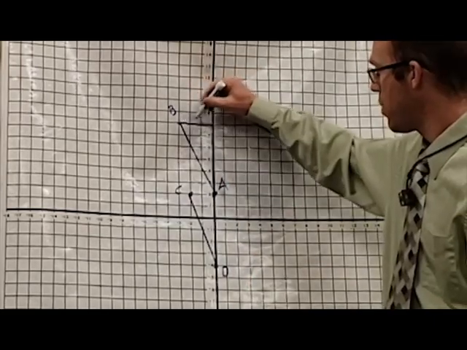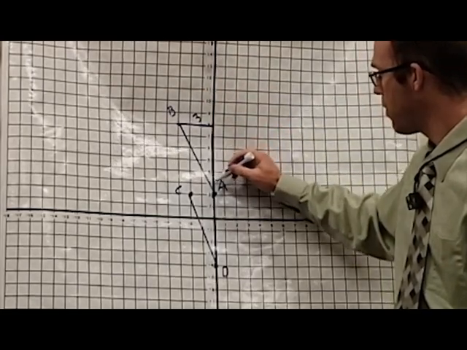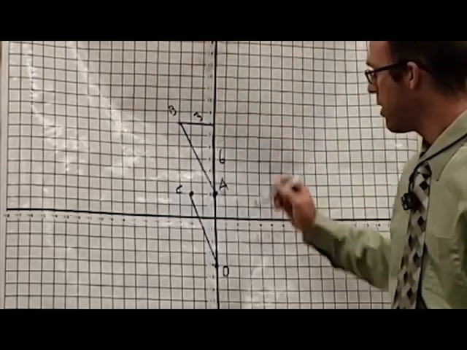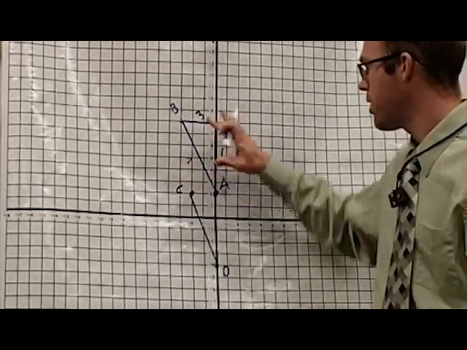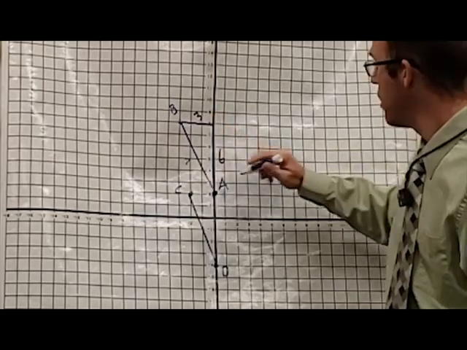So this side is 1, 2, 3 units in length. This side is 1, 2, 3, 4, 5, 6 units in length. And we don't know what that one is. This is the longest side opposite our right angle, which is right there. So this is C. Let's plug it in.